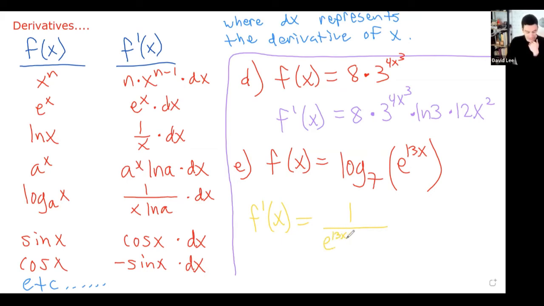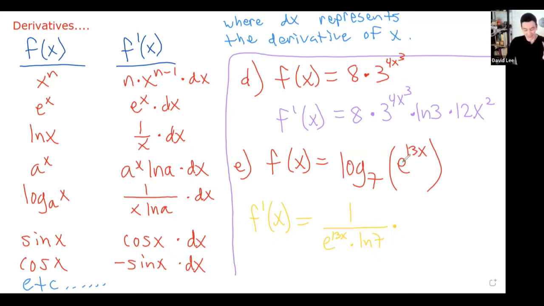And then what else is in the denominator? It goes times the natural log of a. So times the natural log, in this case, 7, right? ln of a is whatever the base is of the log. And then we have to multiply by the derivative of the inside. Well, for us, that object is e to the 13x.